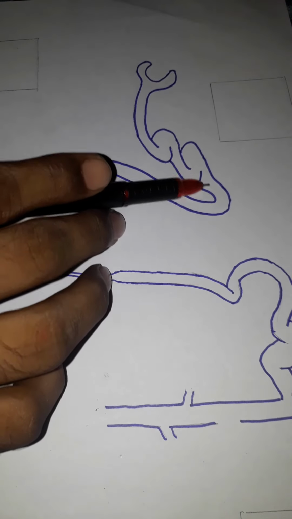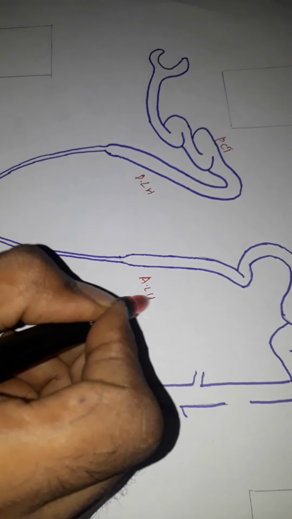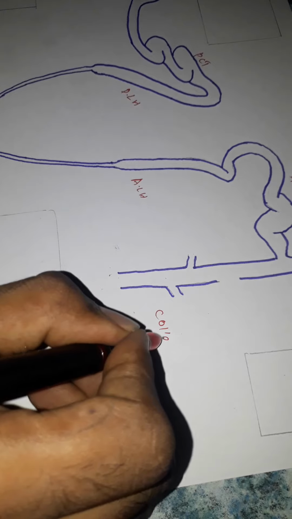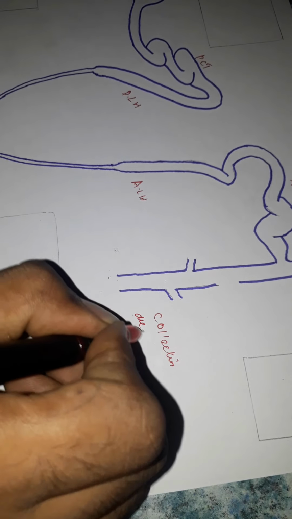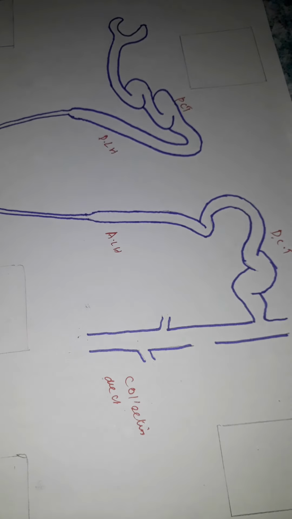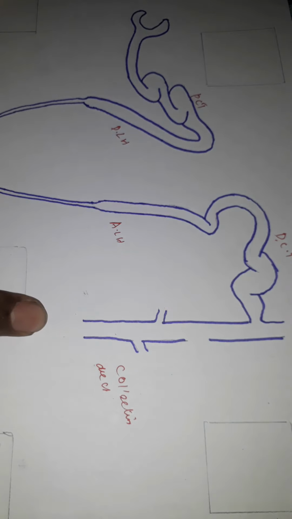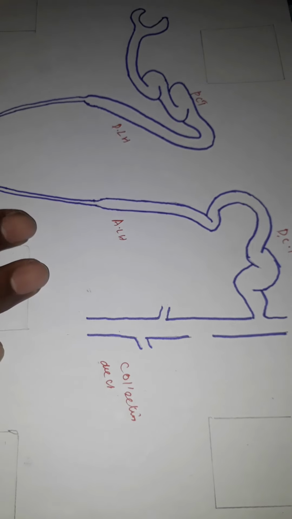You have your proximal convoluted tubule, your descending loop of Henle, your ascending loop of Henle, your distal convoluted tubules, and your collecting tract. The glomerulus will filter almost 99% of the fluid which comes there. So only 1% of the fluid reaches your collecting tract, which constitutes around 1.5 liters of urine per day.